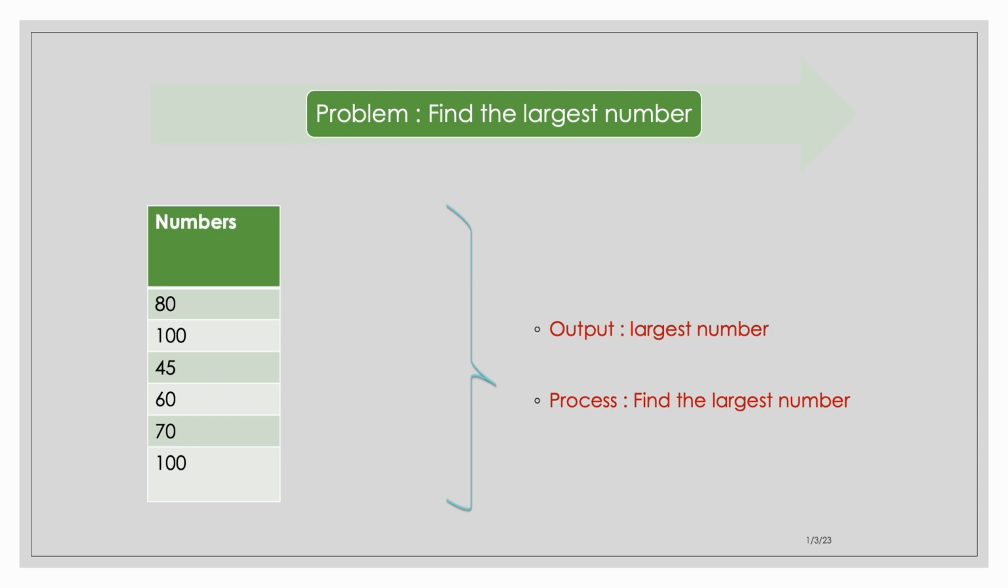So there is a way we should be able to find this. This is easy for human beings, but for a computer, we have to explain clearly to the computer how we do this process. So input obviously is the numbers which are given.